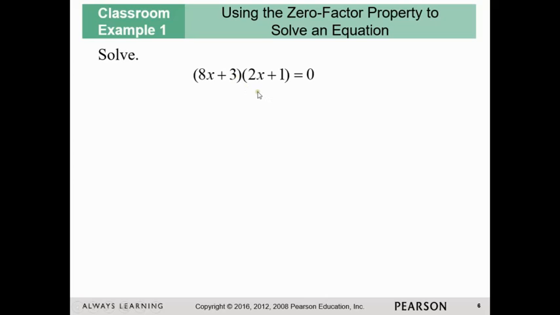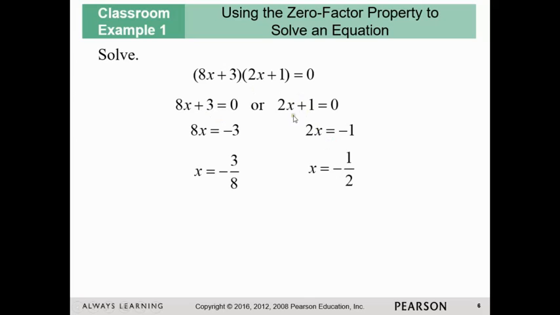If you remember the zero factor property, what we can do is take each one of these factors and set them equal to 0. Then we solve each corresponding equation, which we can do very easily on the left by subtracting 3, dividing by 8, and on the right, subtract 1, divide by 2. So I've just solved that quadratic there by using the zero factor property.